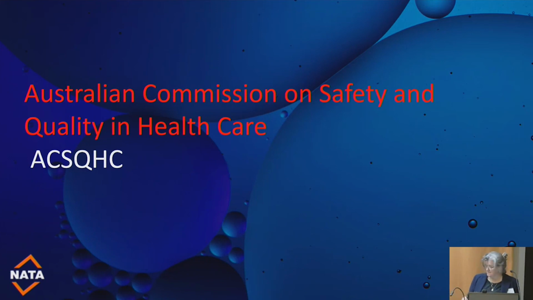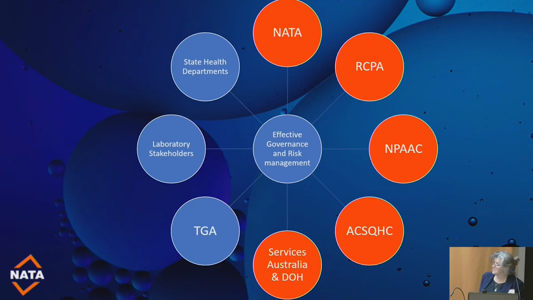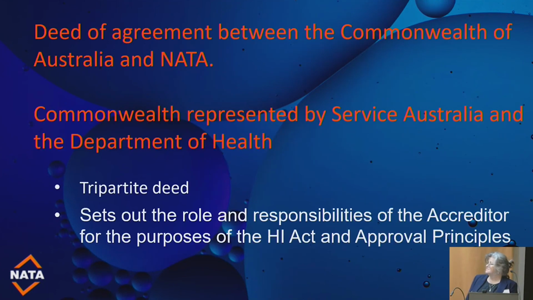The next one is Services Australia and the Department of Health. So we have a deed of agreement between the Commonwealth of Australia and the Department of Health, and the Department of Health is represented by Services Australia. And the day we signed that off, Services Australia changed their name to, I think, Services Australia and Health and Ageing or something. I don't know what they're called. So they just keep changing their name.